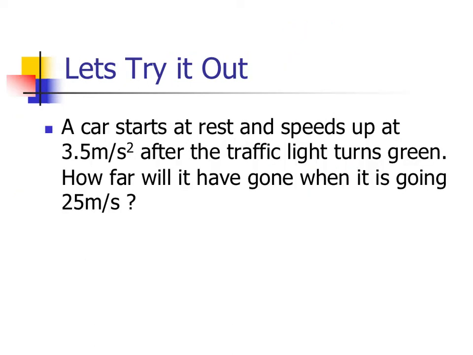So let's try it out. We'll not do full projectile motion problems yet. We'll deal with things moving in one dimension first. A car starts from rest and speeds up with an acceleration of 3.5 meters per second squared after the traffic light turns green. Green means go. How far will it have gone when it's going 25 meters per second? So there's a lot going on here.